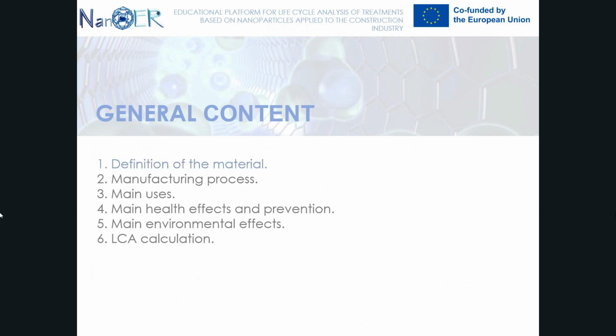Initially, the definition of the material will be given together with its main structural and functional properties. Then, the main manufacturing processes will be described. The main uses in the construction sector will be discussed. Afterwards, the health effects will be analyzed and prevention measures will be suggested. Also, the main environmental effects will be presented. Concluding, an example of an LCA calculation for the production of titanium dioxide will be given.